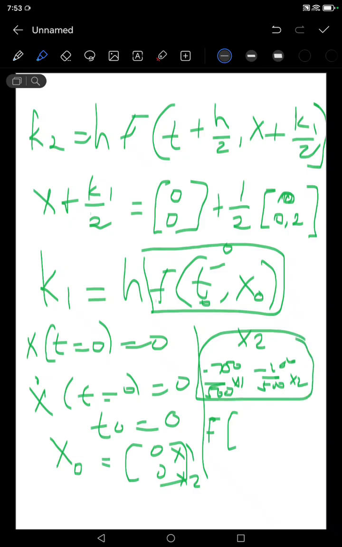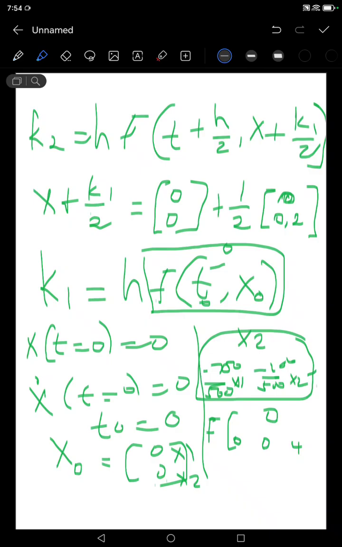To determine that matrix, we substitute the values of x1 and x2. Our x2 is 0, so here we're going to have 0, and our x1 is 0, so it's going to be minus 750 over 500 times 0, which is 0. Then minus 200 over 500 times 0 is 0. And then here, remember, we have the force divided by mass, so it's 2000 divided by 500, which was 4. So we're going to get the value of k1 and k2 in vector form.